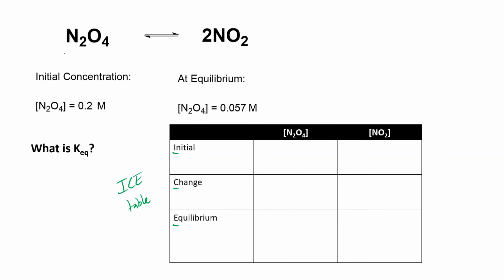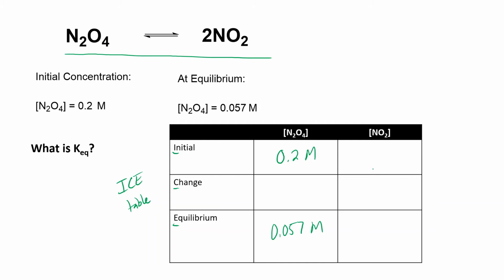In this case, again, we have a different reaction. We have N2O4 decomposing to two molecules of NO2. And we're given an initial concentration and an equilibrium concentration of the same component of our reaction. So we can fill that in here. The initial concentration of N2O4 is 0.2 molar, and the equilibrium concentration is 0.057 molar.